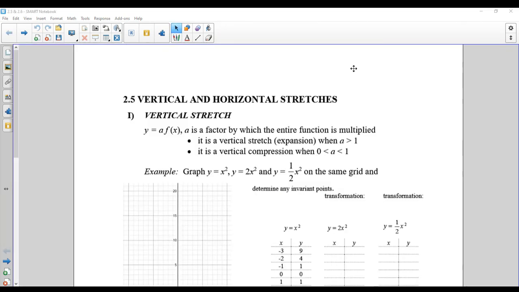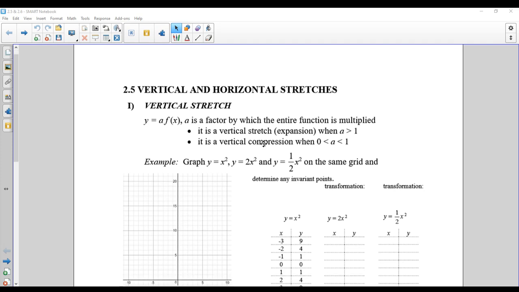All right, folks. New style. Here we go. So we've transformed in two ways, either by translation, moving it left, right, up, down, or by reflection across the x, across the y. And we're going to stretch stuff. A vertical stretch is where the entire function is multiplied by some factor of a. That's a vertical stretch, the whole function, not just a piece of the whole function. When a is greater than 1, it's a stretch. When a is less than 1 but greater than 0, we call it a compression.